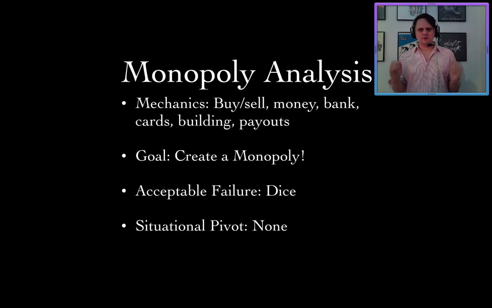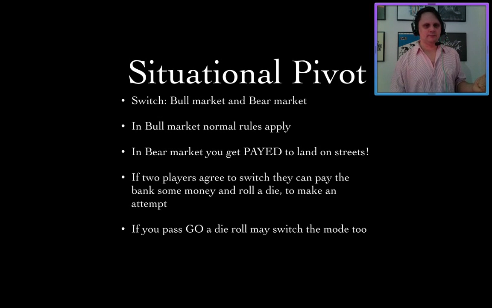So let's talk about how a game of Monopoly usually plays out. It plays out something like this. Someone gets some good streets, other people end up on those streets, that person gets more streets, people end up on those streets, that person wins. And that's a pretty boring story, and it's the reason that Monopoly is a pretty boring game that doesn't create very many interesting stories. So let's create a situational pivot for Monopoly, right?